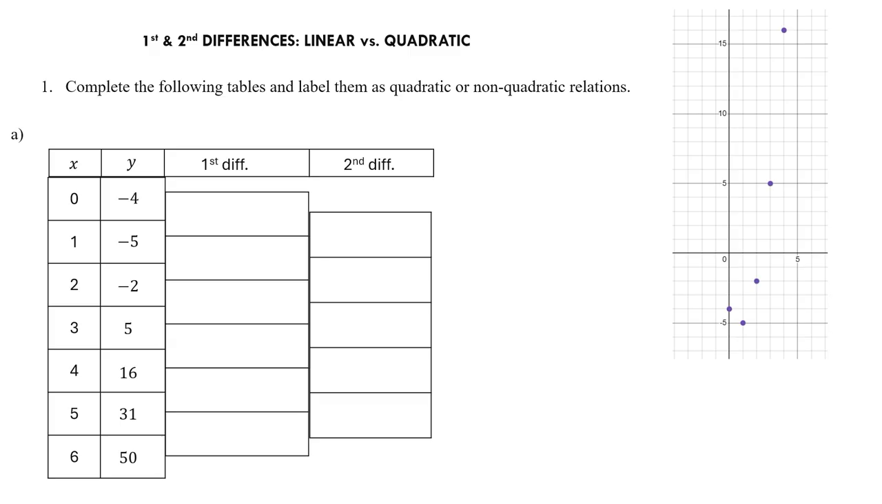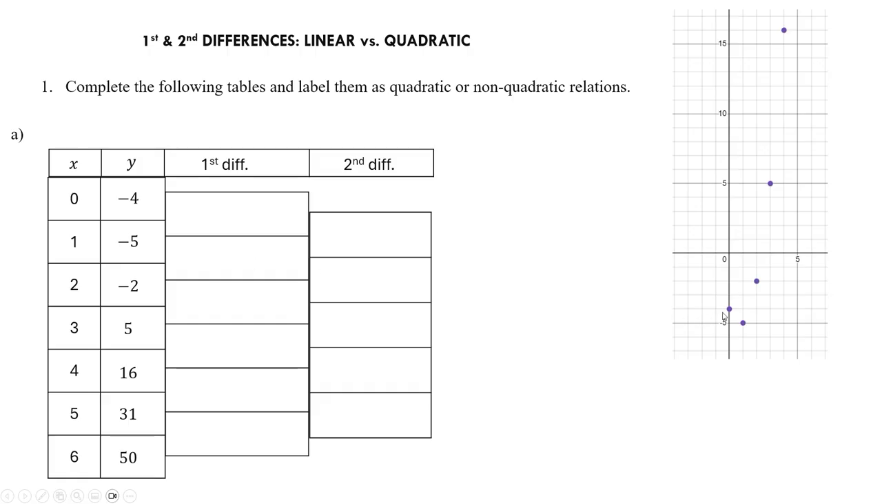So these are the homework solutions for day 5.3, and we're looking at first and second differences and how they indicate whether we're talking about a linear or a quadratic equation. So we have a list of points that are already given for us: (0, -4), (1, -5), and so on. And we're interested in the differences in the y's. So what does this actually mean?